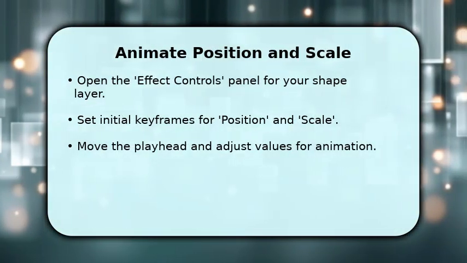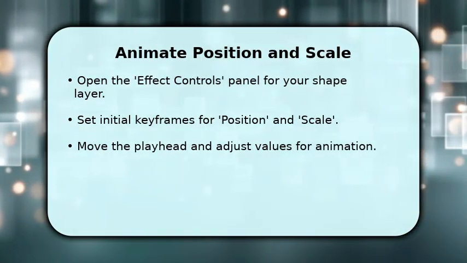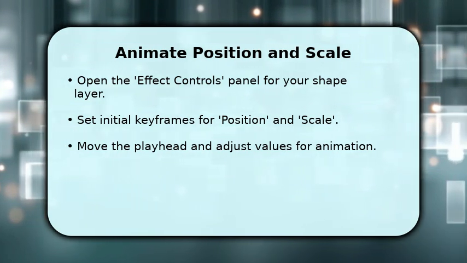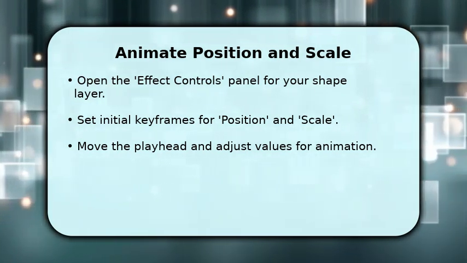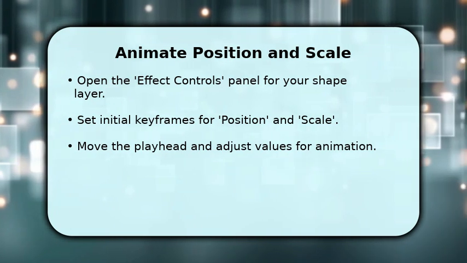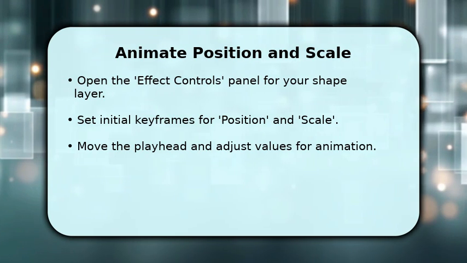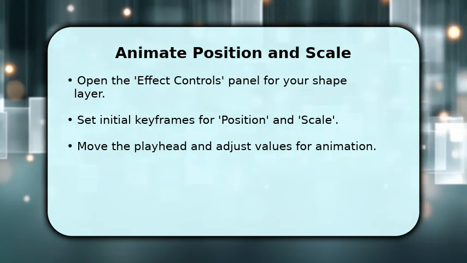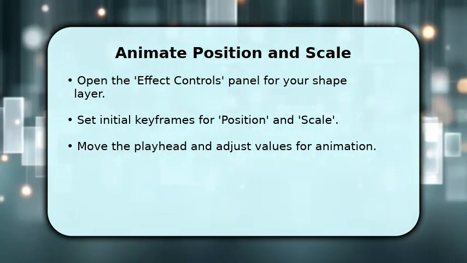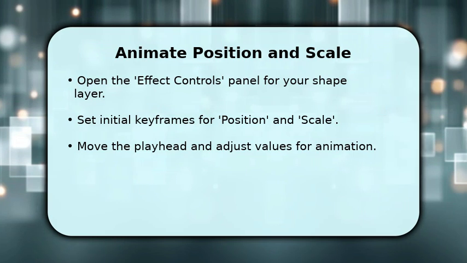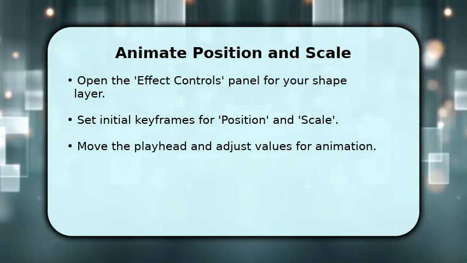Now, let's bring your circle to life. With the shape layer selected, go to the Effect Controls panel. Under Vector Motion, click the stopwatch icons next to Position and Scale to set your first keyframes. Move your playhead a few seconds forward, then change the position and scale values to create movement. This establishes the animation path.